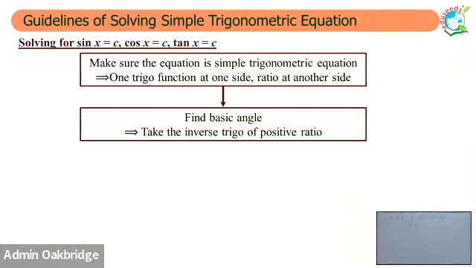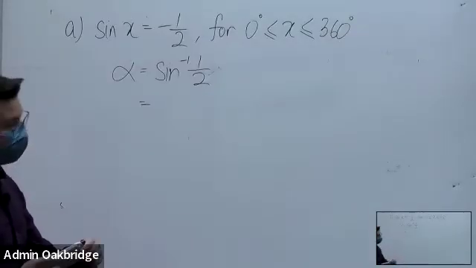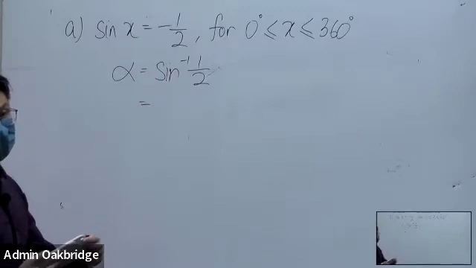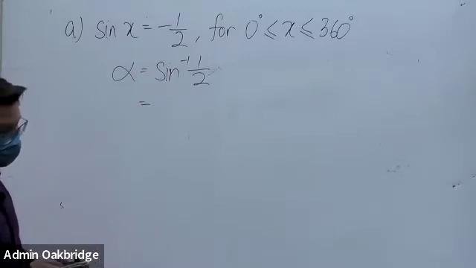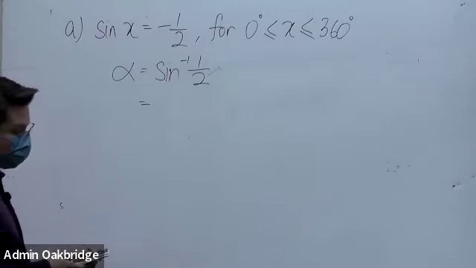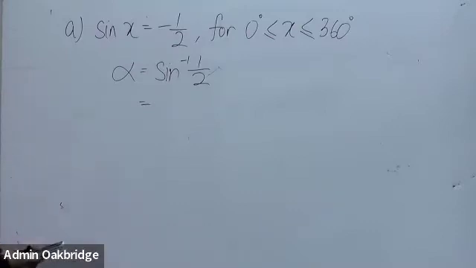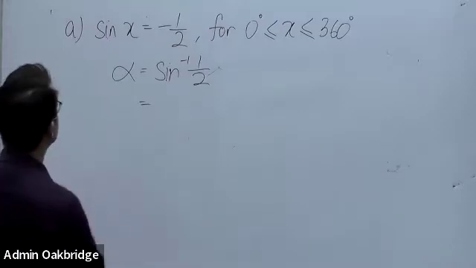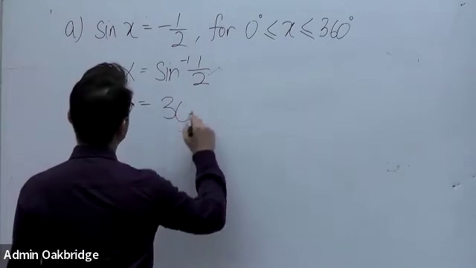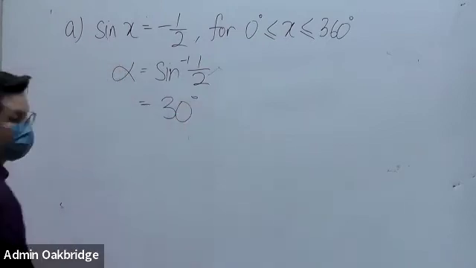This angle is in degrees here, so make sure the calculator is in degree mode, not in radian. We have two types of angles, in degree and in radian, so make sure you change your calculator to degree first. Then take the inverse sine of 0.5, and you get 30 degrees. So now you found this is 30 degrees.